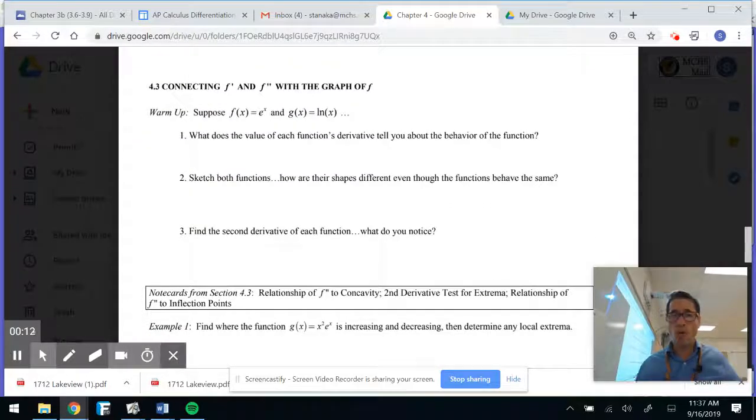We are on section 4.3, which is f prime and f double prime. So we're going to look at our graph of f, and we're not only going to just focus on increasing and decreasing, max and mins, which would be those extrema values, but we're also going to now introduce a second derivative and how that relates to the graph of f, okay?